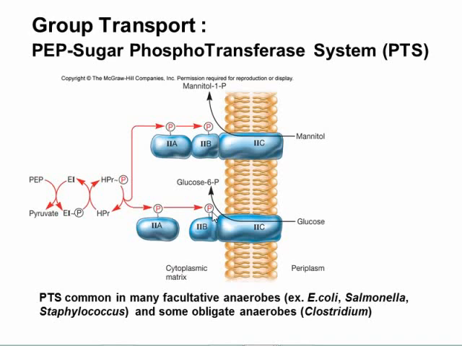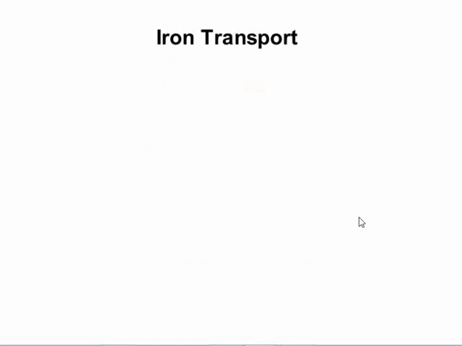Okay, so that's what's important about these group transport sugar phosphotransferase systems. They allow bacteria to get their glucose cheaply, or transport it cheaply anyway. Okay, absent in most obligate aerobes. Ion transport. This is the last one, and then we'll stop for today.